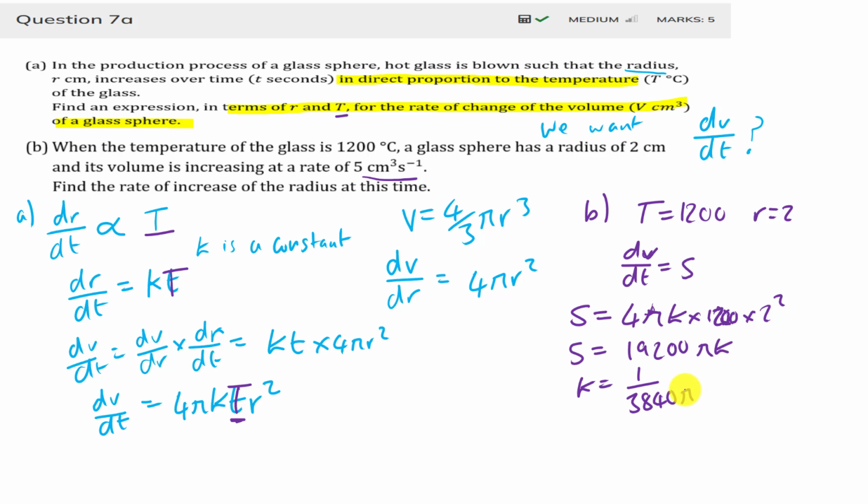Right? Now this is find the rate of increase of the radius at this time. So that's what we're doing. So the radius is going to be dR against dt, right? So we're trying to find dR/dt. Now, remember at the very beginning we found dR/dt equals kT, k big T.